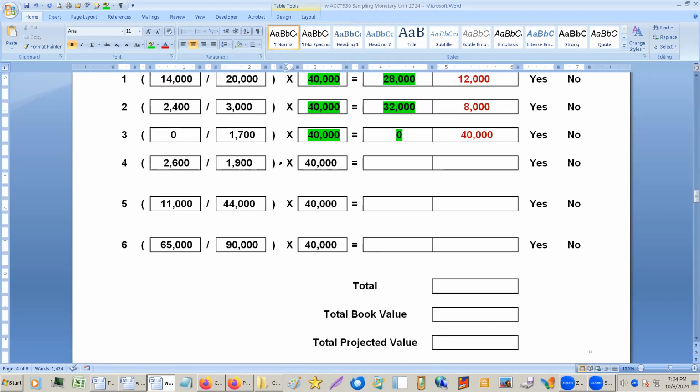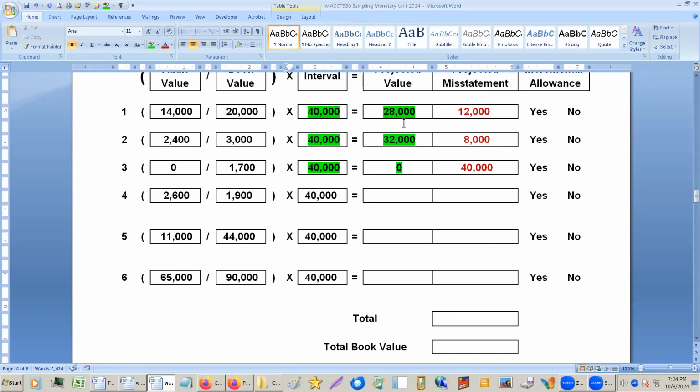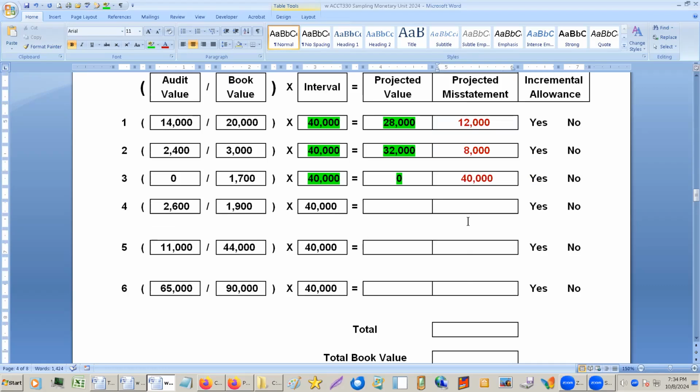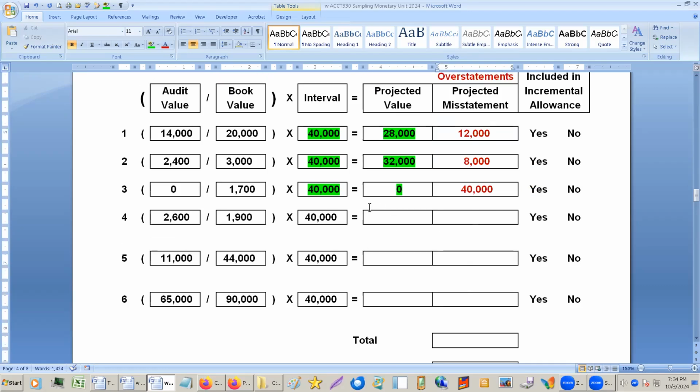Okay, now, so these first three are kind of well-behaved items in our sample. We do a ratio on them. We figure out what the projected misstatement is based on that ratio. Now, we go to number 4. Number 4 has actually got a problem. What is it?